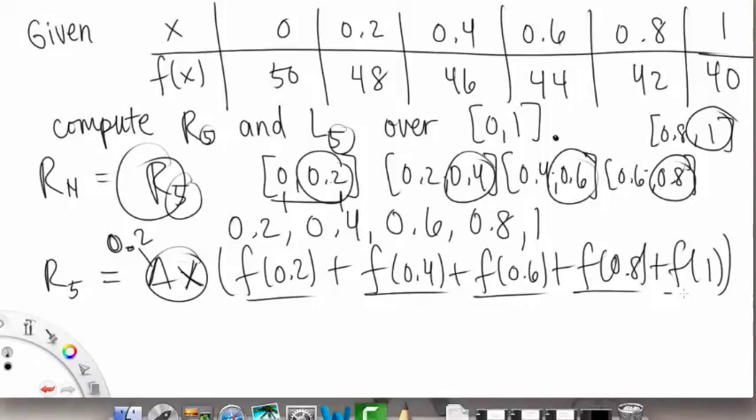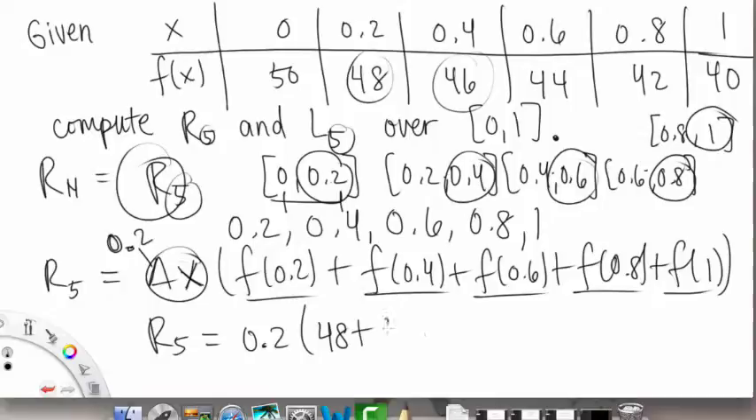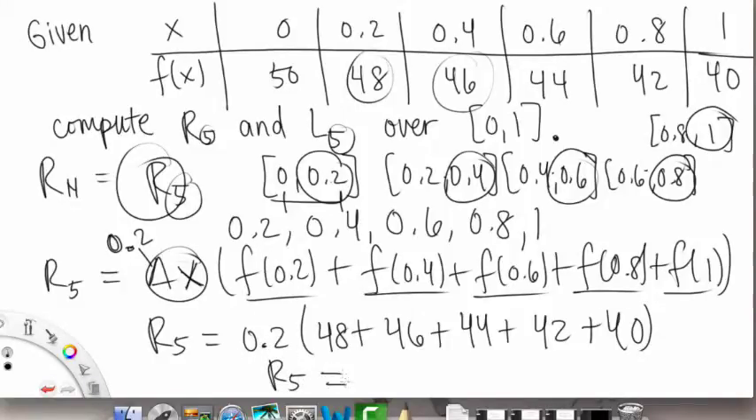Now that we have that, we can plug in the values from the given table. R sub 5 is equal to 0.2 times, and f of 0.2 is 48, plus f of 0.4 is 46, then 44, 42, and 40. Once you plug this into your calculator or do it by hand, we get that R sub 5 is equal to 44. Alright, so let's do the left endpoint approximation on the next slide.